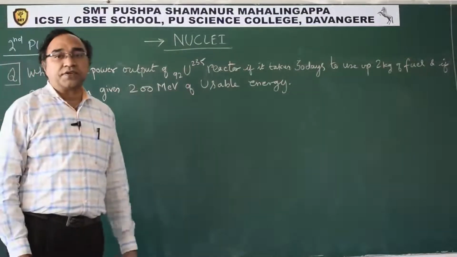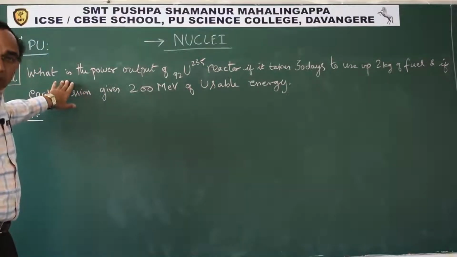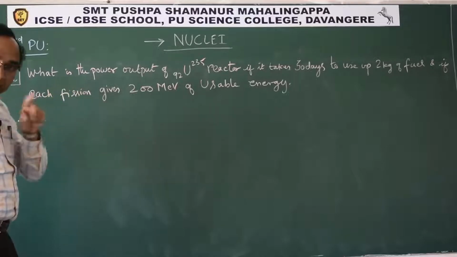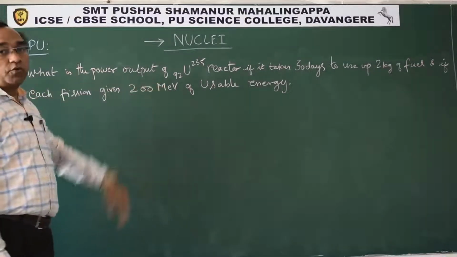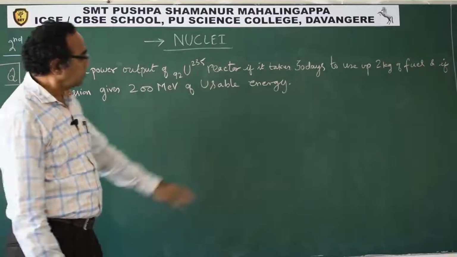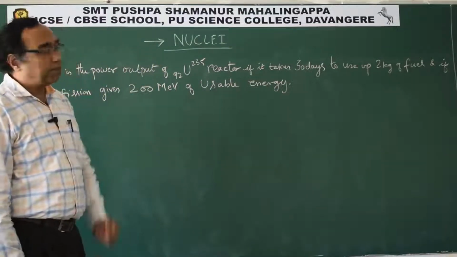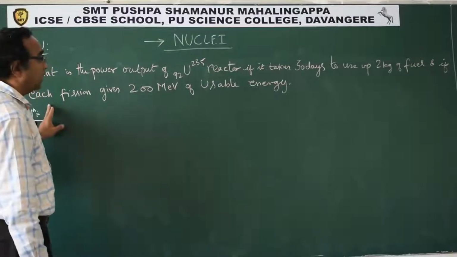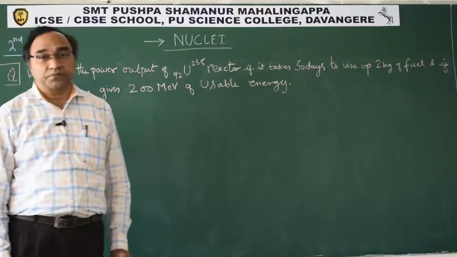Well students, let us take one more question. The question is like this. This is a very commonly asked type of question from nuclear physics in entrance exams. What is the power output of 92U235 reactor if it takes 30 days to use up 2 kg of fuel, and if each fission gives 200 million electron volts of usable energy?